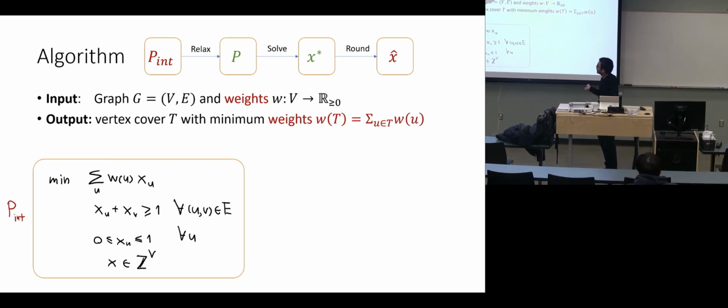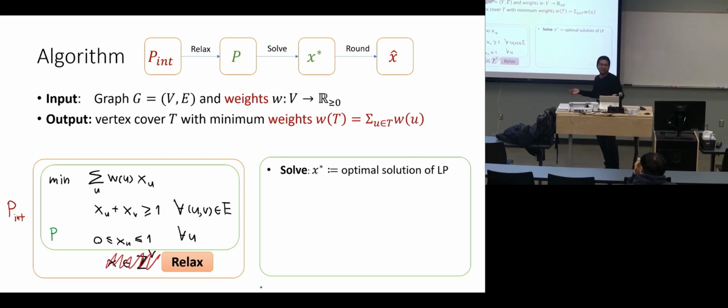And then the next step is to relax, which you don't need to do anything for. You just cross this thing out and you're done. That's the second step. And the next step, you don't need to do anything either, because we assume that we have an LP solver. So we get an optimal solution, x star. Okay. But this optimal solution can be fractional. So how do we get some integral solution?